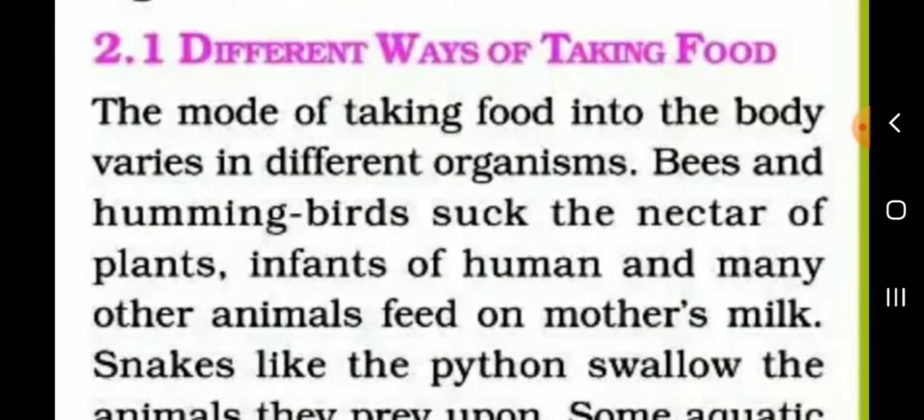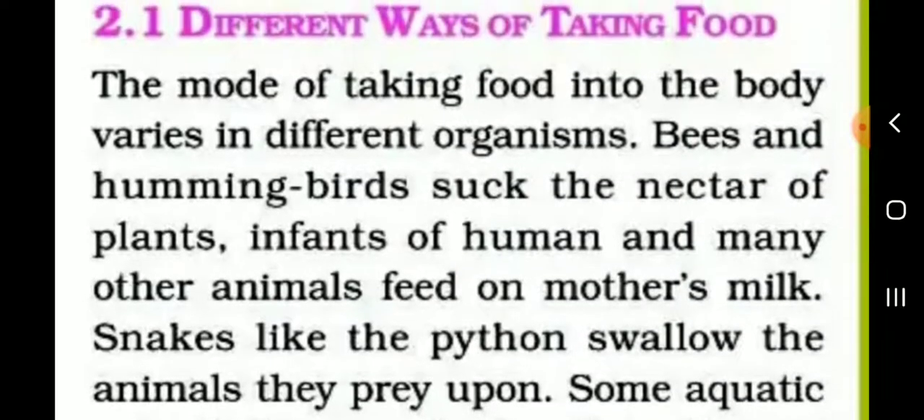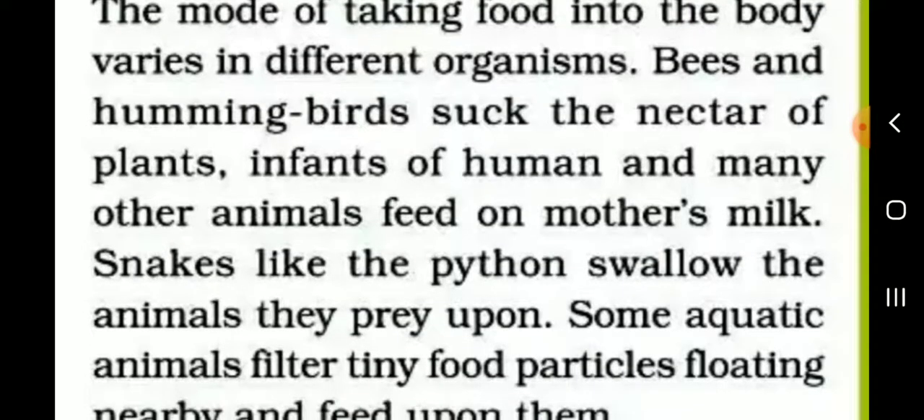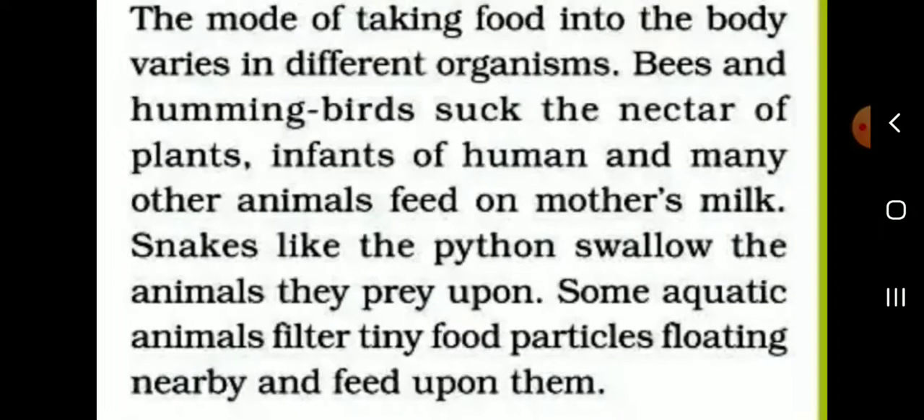The next topic: different ways of taking food. What are the different ways of taking food? The way organisms take food varies in different organisms. Bees and hummingbirds suck the nectar of plants. Infants of humans and many other animals feed on mother's milk. Aquatic animals filter tiny food particles floating nearby and feed upon them.